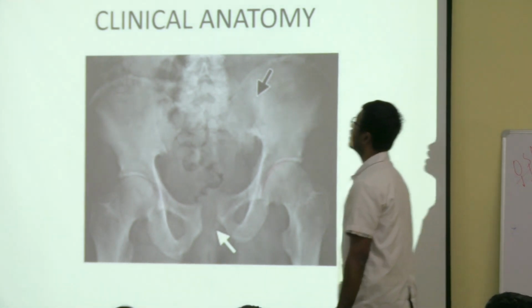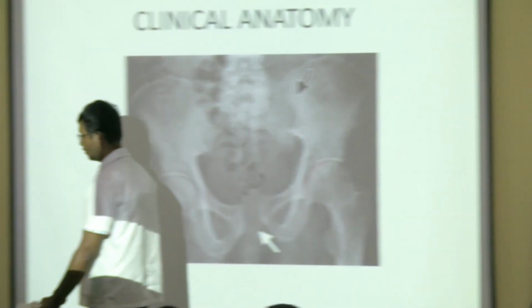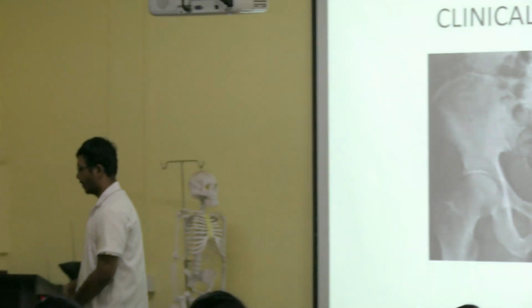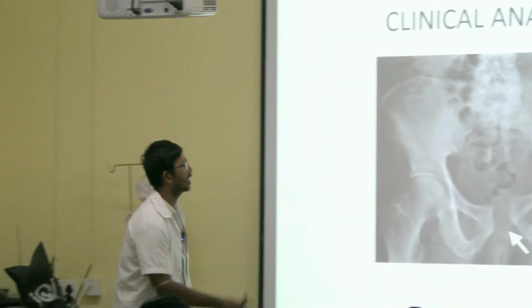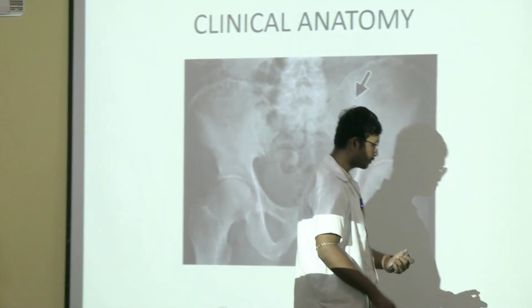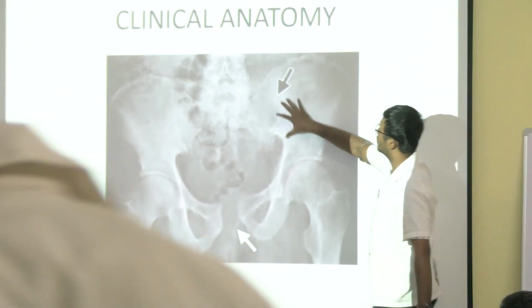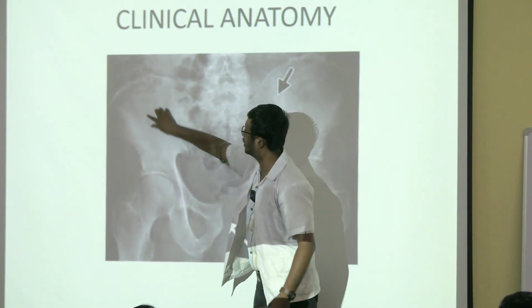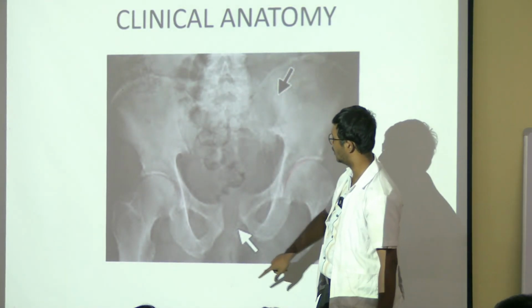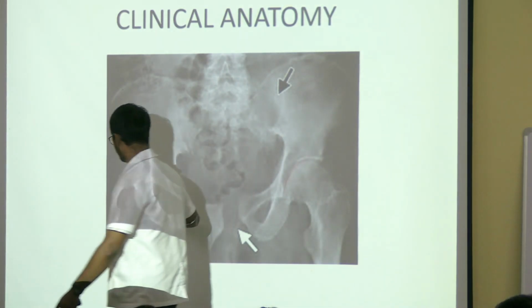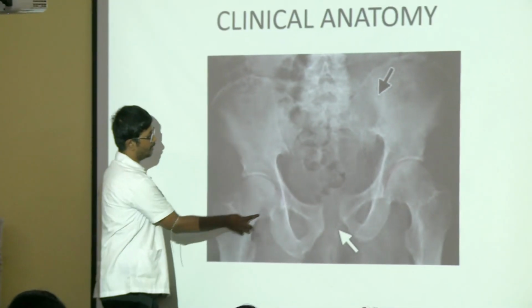Then there is one clinical anatomy which we need to learn here. So what is this? Can you understand the X-ray? Here basically you can see these two hip bones, that is your ilium, ischium, pubis. This is your ischial tuberosities. This is the head of the femur. This is the head of the femur.